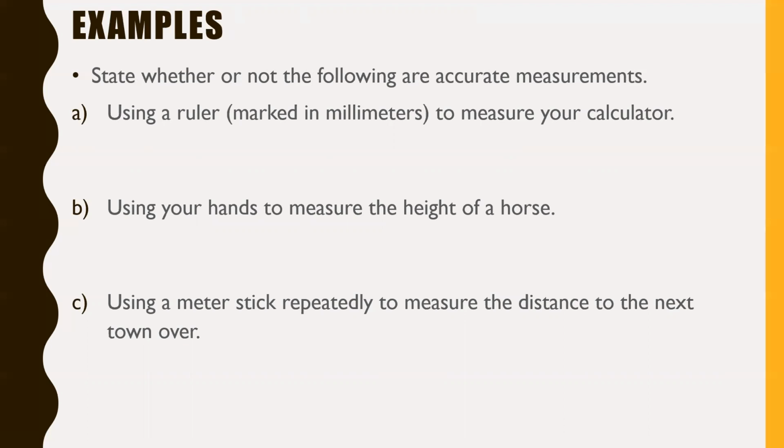All right, so hopefully you have some ideas in your mind as to whether or not they're accurate. So for the first one, using a ruler marked in millimeters to measure your calculator. If you're literally, for whatever reason, using a ruler to measure the dimensions of your calculator, and you're measuring it to the millimeters, that probably is pretty accurate. So I'm going to say, you know what, that is accurate, assuming you know how to read a ruler. You're going to get pretty close to what the actual measurement is of that calculator. Millimeters are a pretty small unit, so you're going to get pretty close.